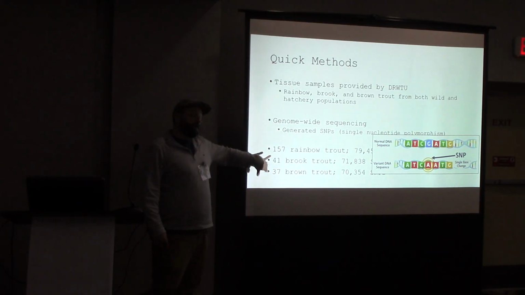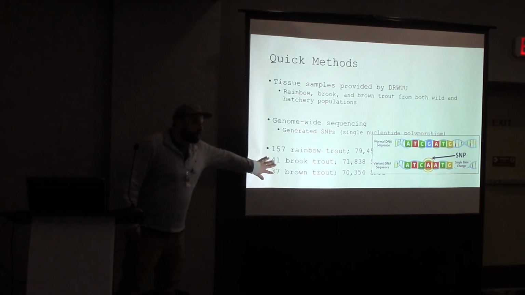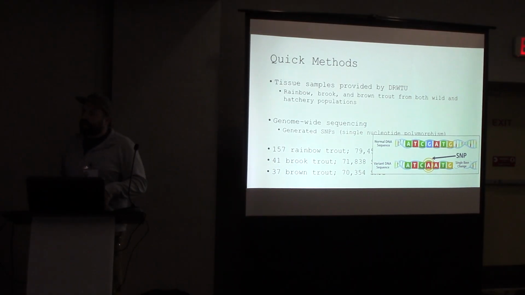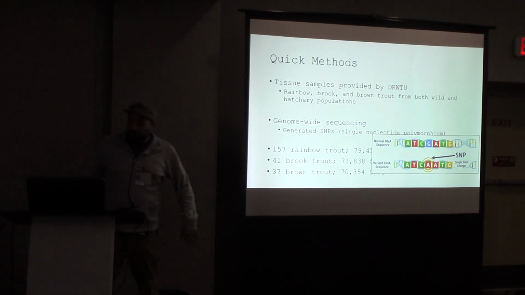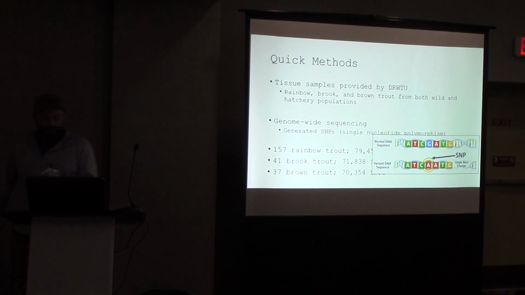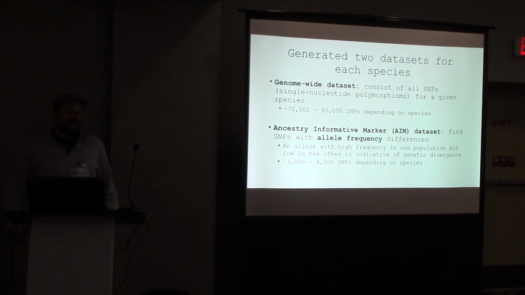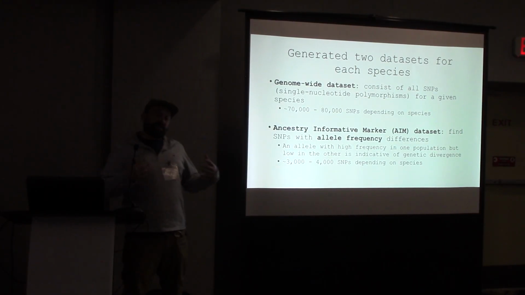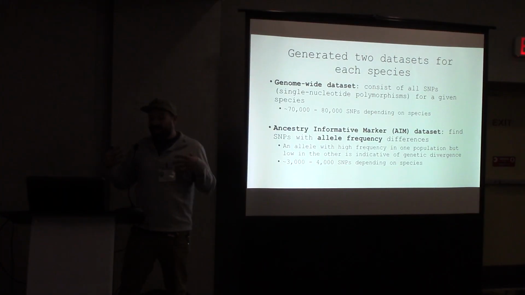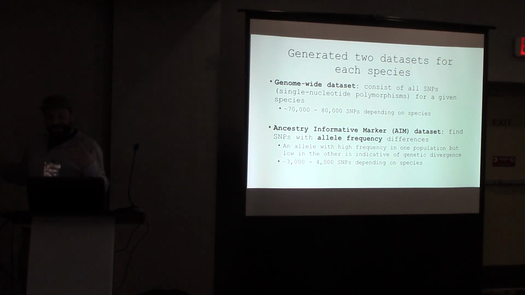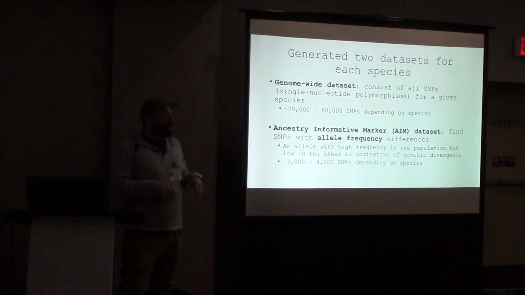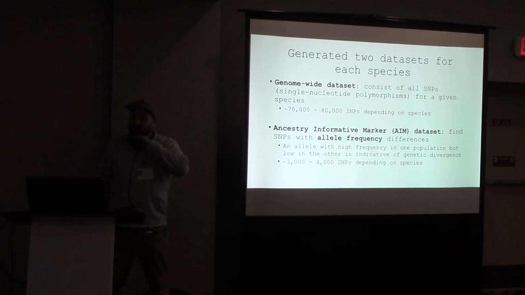And here you can also see our sample sizes. Wish we had more brook and brown, but you get what you get sometimes. But we do have a really nice rainbow trout sample size. And from this, I generated and analyzed two data sets. One I'm going to call the genome-wide data set, right? So that consists of all SNPs for a given species, right? Again, roughly 70 to 80,000 SNPs.